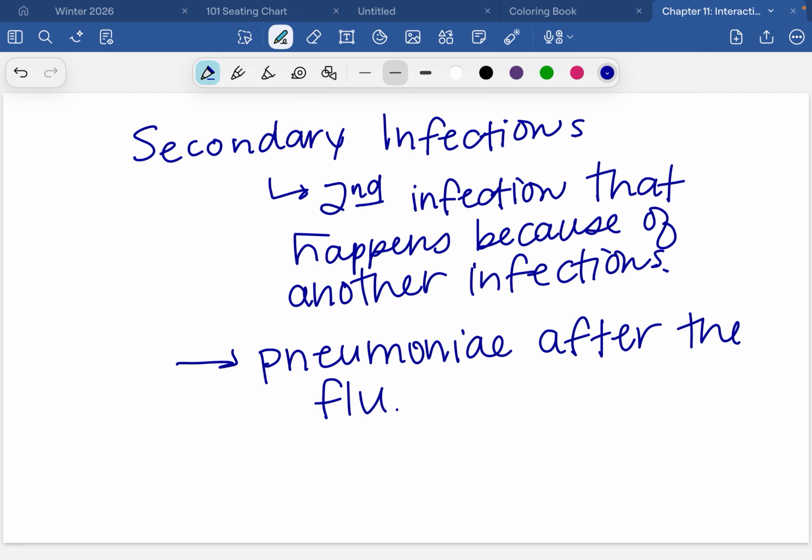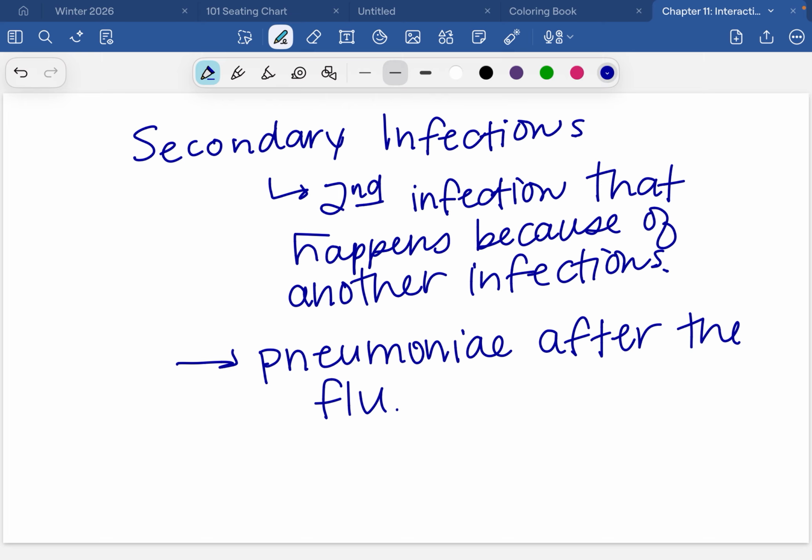And this happens to a lot of people, and a lot of times secondary infections are actually the most dangerous part. This is what happened during COVID. I know a lot of you were very young during that, but during COVID, it wasn't necessarily the COVID that was killing people. It was the secondary pneumonia or the secondary heart failure.